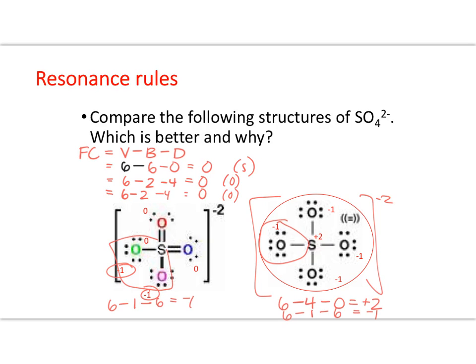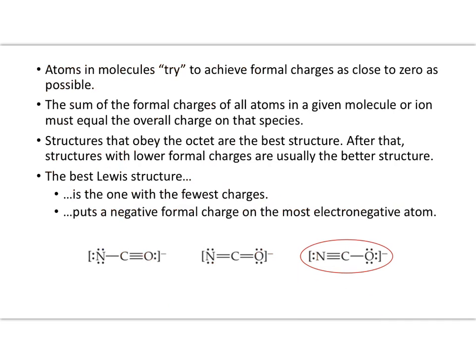When you want to determine which one is the best conformation, you want the total of all your formal charges to be as close to 0 as possible. And you also want the element that has the highest electronegativity to have the highest negative formal charge. Okay, so the goal for molecules is to get formal charges as close to 0 as possible.